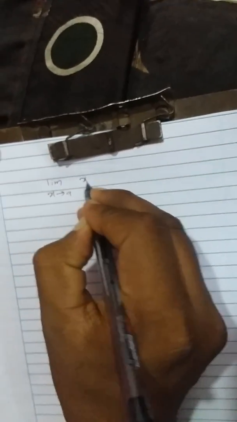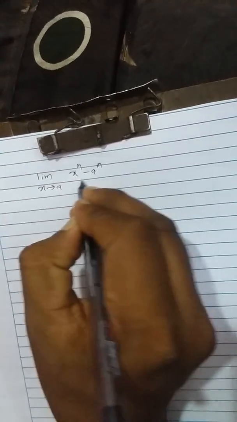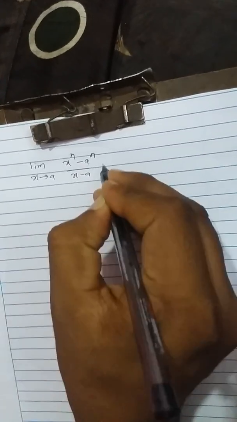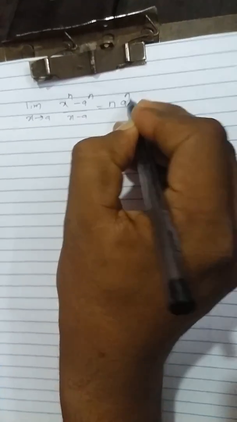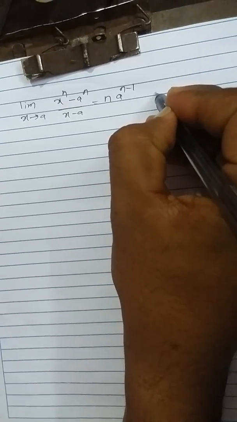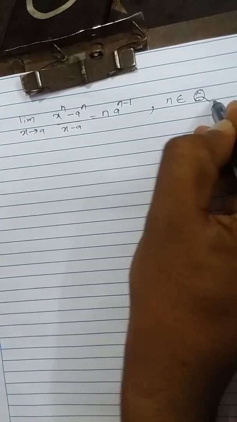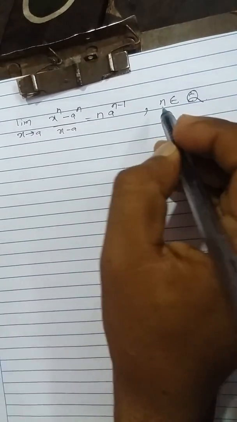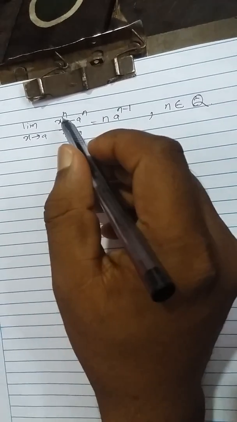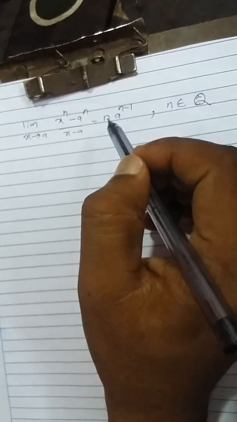We are in the third lecture of limits and continuity. Today we are going to establish the limit theorem: limit x approaches a of (x to the power n minus a to the power n) divided by (x minus a) equals n a to the power n minus 1, for all rational numbers n. Q is the set of rational numbers and here n is a rational number. For any rational number, this result holds. That is what we are going to establish.